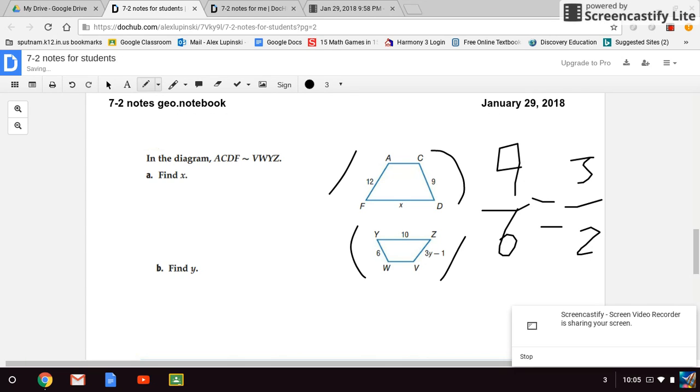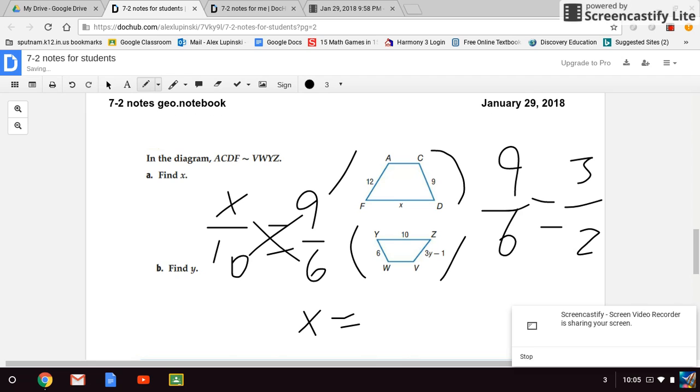So for the top triangle, x over 10 would be equal to 9 over 6, and we have to solve that. There are other ways you could do it, but I'm going to cross multiply and get 6x equals 90. Solve for x, divide by 6. You should get x equal to 15. That was amazing. I want you to try y. I'm sure you did a great job. Good job.